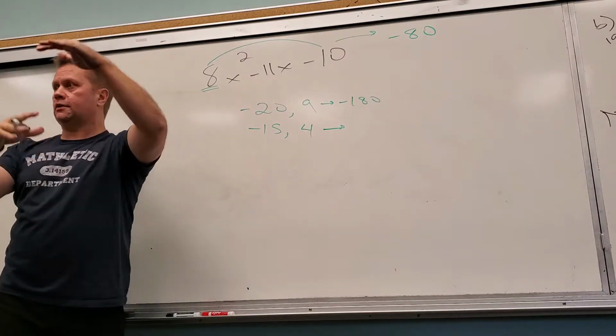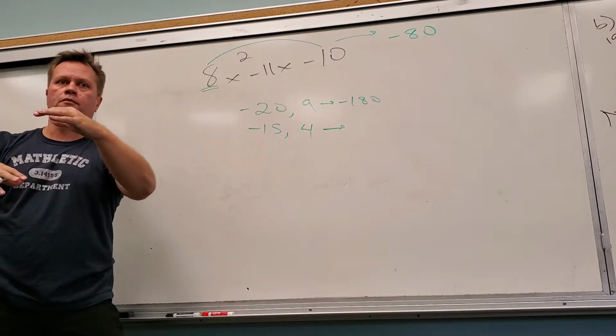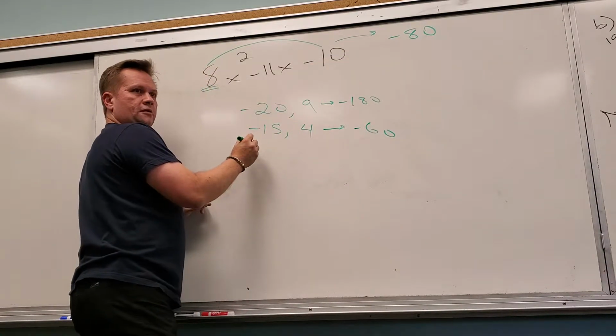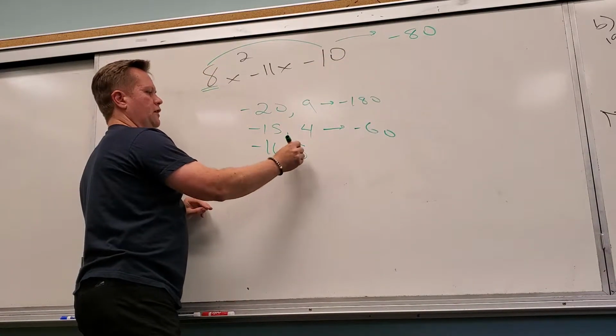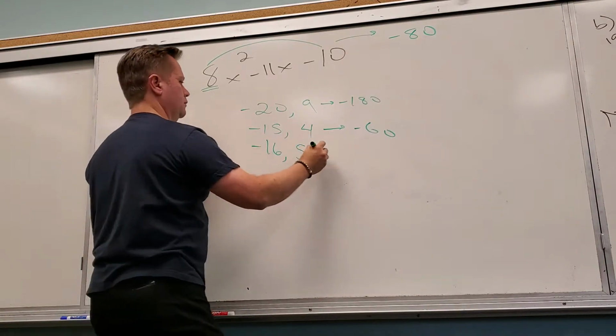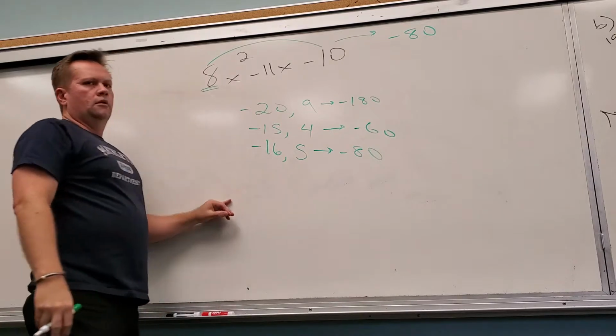60. Now, do you see how it's a little bit of a game now? I was too big, so I went down. Now I'm too small. Let's go up one step. -16 and 5. Yep, 80.